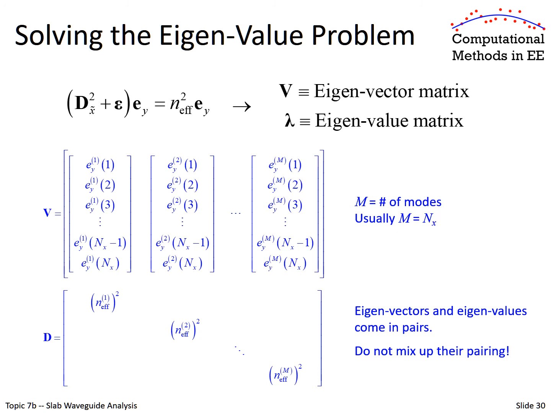Now, I mentioned that the eigenvectors and eigenvalues come in pairs. This first eigenvector is paired with the first eigenvalue. The second eigenvector is paired with the second eigenvalue, and so on. We never want to mix these up. Each of these modes has its own effective refractive index, and so if we mixed it up, we would be getting something wrong.